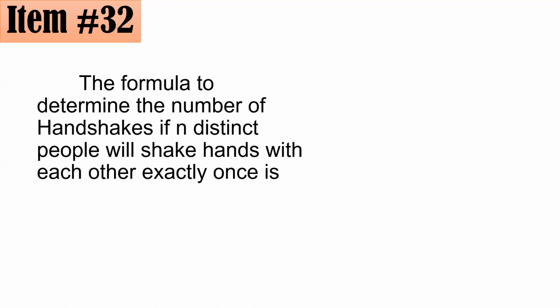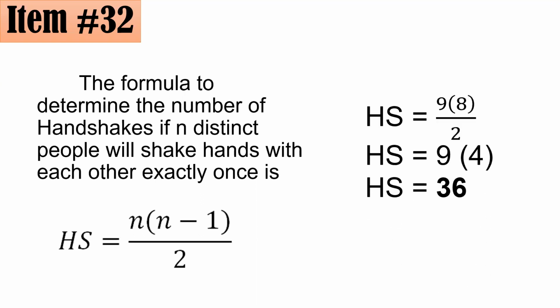And I also mentioned yesterday that the formula to determine the number of handshakes, represented by HS, is in fact n times n minus 1 all over 2, where n is the number of people. Or you could also do combination. So since we have 9 people, our 9 is n. By substitution, that's 9 times 8 divided by 2, and 8 divided by 2 is 4. So 9 times 4 is 36.